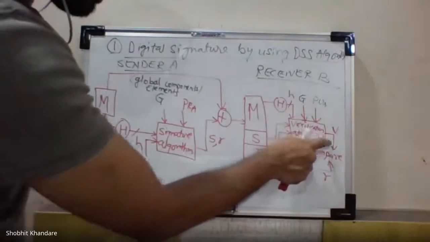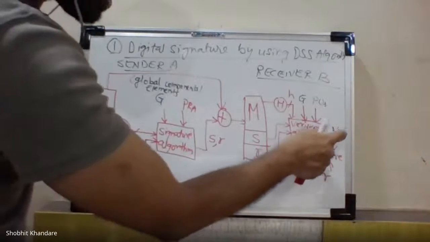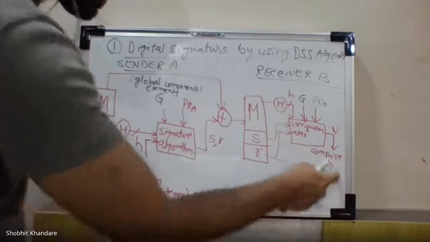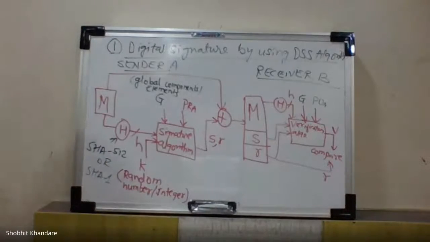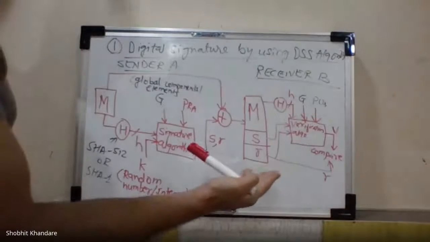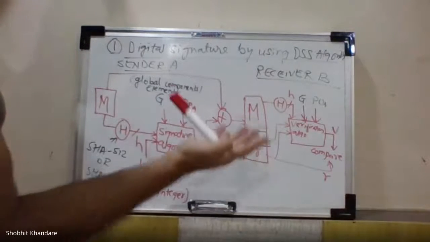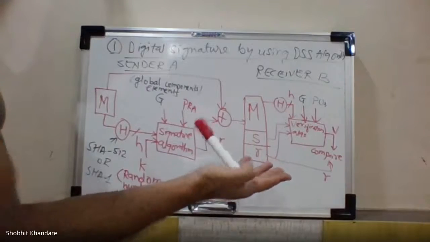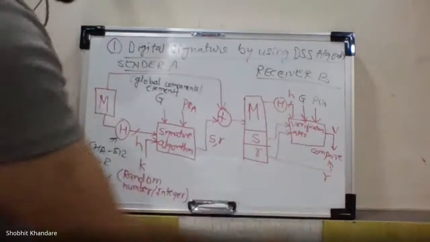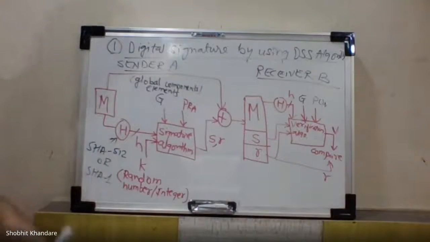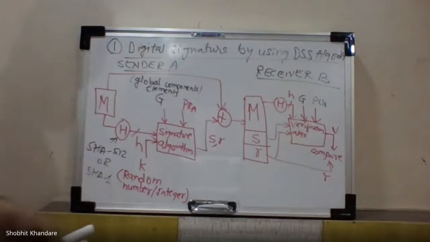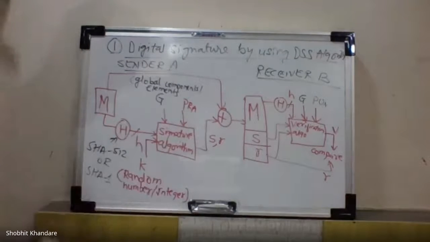The output of this is the small v. Then this small v is compared with small r. If the comparison is the same, that means the message is received properly. If there is some problem and v does not match with r, then the message is lost. Okay, now after this, you can write down below this block diagram.